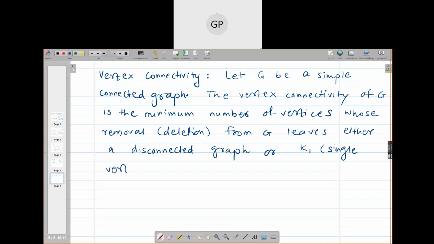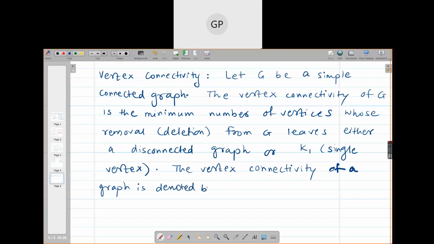Okay. The vertex connectivity of the graph. Can you see what I'm writing, girls? Yes, ma'am. The vertex connectivity of a graph is denoted by K of G. And it is capital K, please remember, K of G.